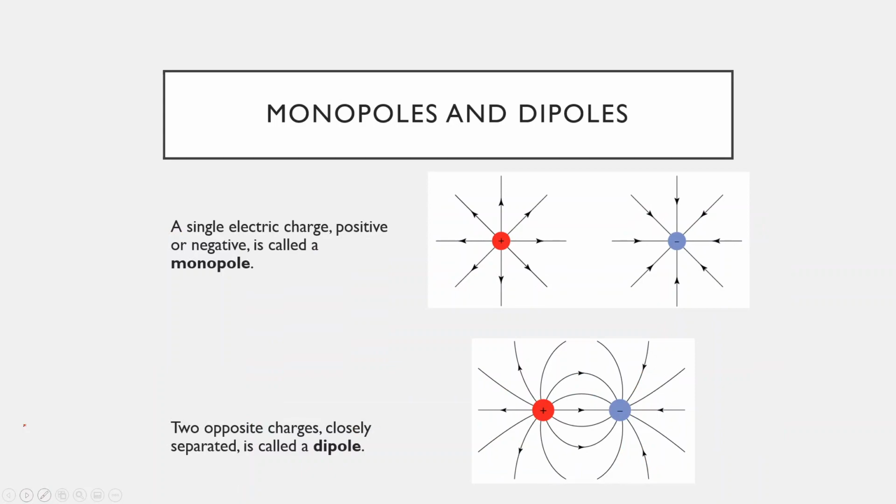Right, at this point we're going to talk about something called monopoles and dipoles. So you may have heard this term before if you do chemistry. Basically, a monopole is just a single electric charge, and we'll talk about this later on when we do magnetic fields. That's all a monopole is, okay? It's just a single positive or negative charge.